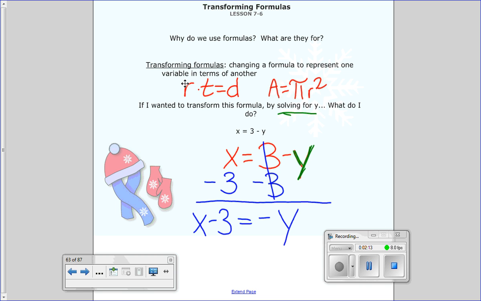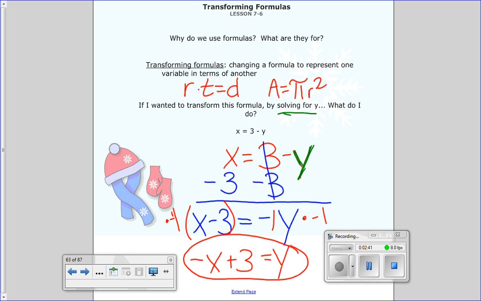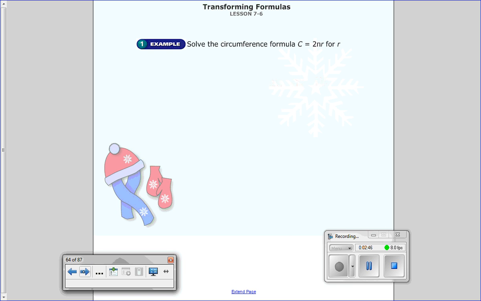And then I have to get y by itself. Right now I have a negative y. Well, that's not what I want. So I need to multiply or divide by a negative 1 to get it by itself. In this case, I can just multiply by negative 1 because we know that 2 negatives make a positive. So when I do this, I have y equals, well, negative 1 times x minus 3, which is just negative x plus 3. So there we go. I transformed this formula from x equals into y equals. So that's what we're working on tonight.